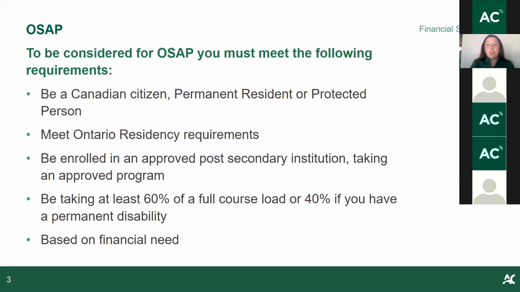If you are just arriving to Canada as a permanent resident, then you don't have to meet that 12-month requirement as long as you move to Ontario first. You have to be enrolled in a program approved, and so all of our programs at Algonquin College that are offered full-time are approved for funding, so that's great. You have to be enrolled in 60% of your full course load or 40% if you have a disability. And then of course, financial aid is based on need, so financial need.